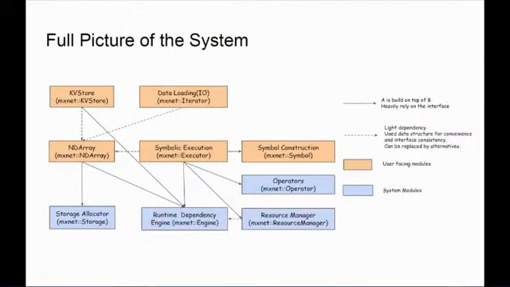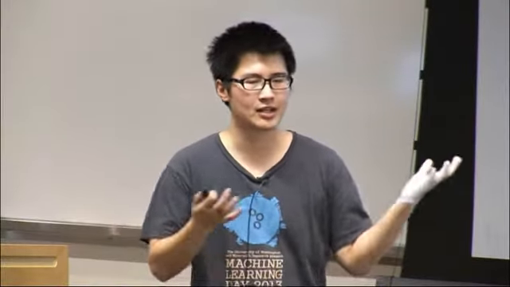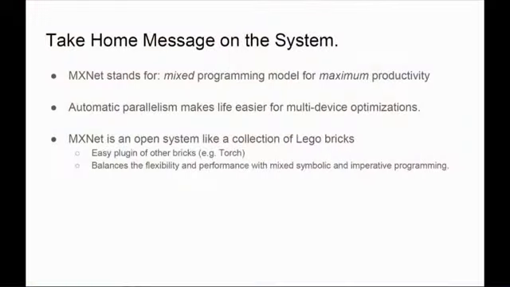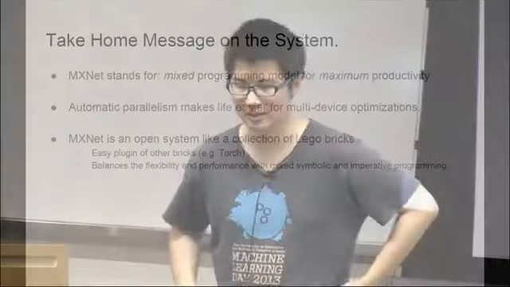This is the entire overview of the system. Basically, it's very different from existing systems because we build it in a way such that we want to have an ND-array module to support imperative programming, as well as the symbolic execution model to support declarative programming. OK, so I think I finished all the overview about the system and the general idea behind the system.